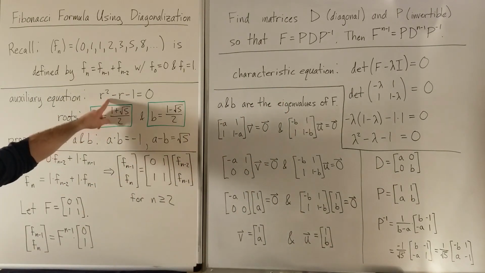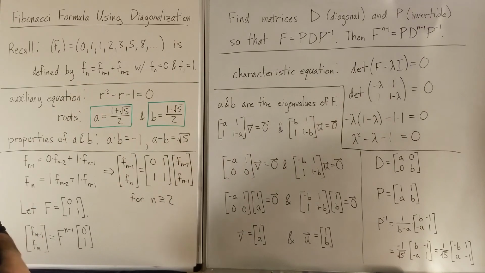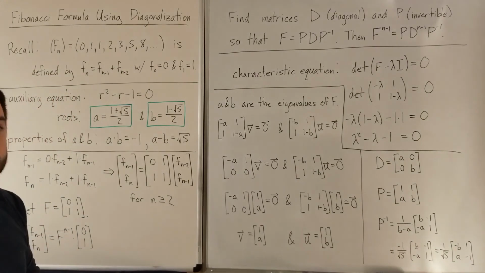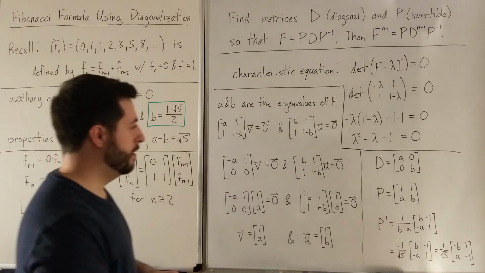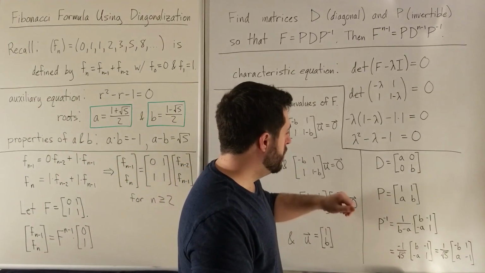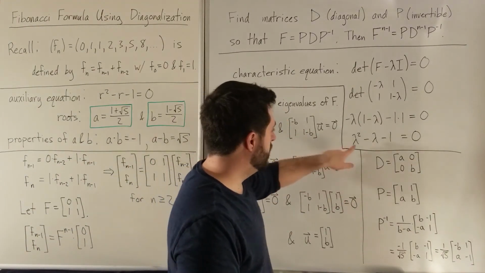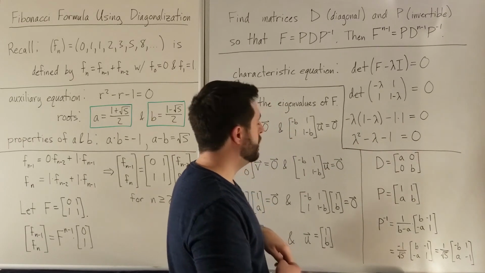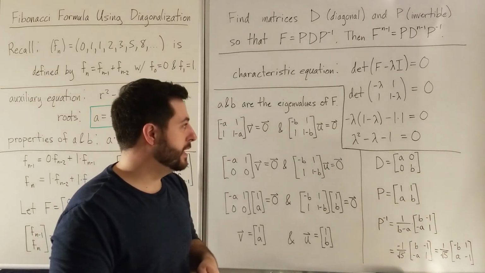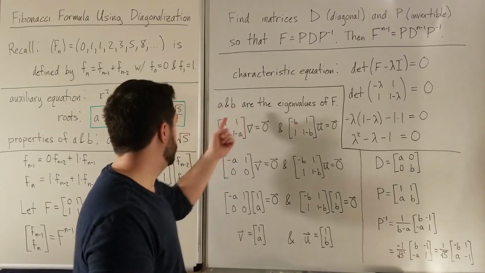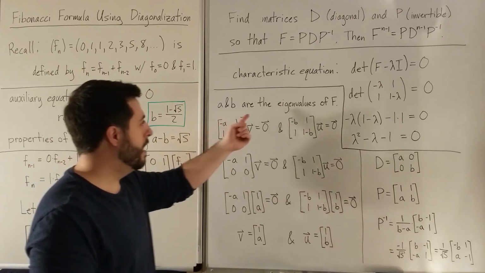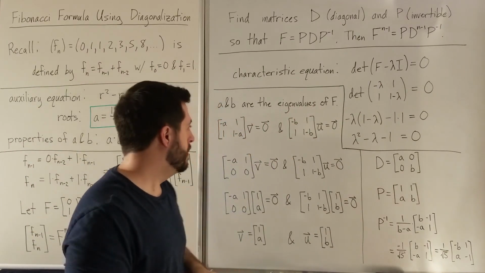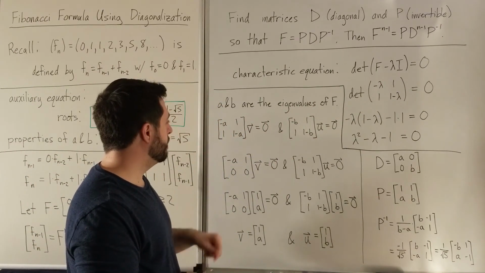And I just want to point out that that is essentially the same thing as our auxiliary equation for the exact same recurrence relation that we're using for this. That is not a coincidence. That will always happen. All right. So at this point, we know that the roots of this characteristic polynomial are going to be the eigenvalues of our matrix F. And so a and b, these same roots that we had over here, are exactly the eigenvalues of F. So let's try to find their corresponding eigenvectors.